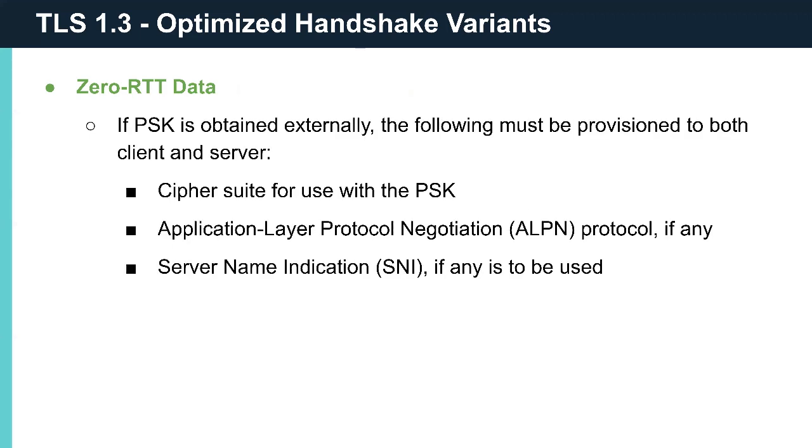If you do pre-distribute the pre-shared key to your endpoints, you need to provide a few other bits of information to the client and server. You need to tell them what cipher suite will be used with that pre-shared key, the ALPN or application layer protocol negotiation that will be used if needed, and the SNI or server name indication if you need to use that.